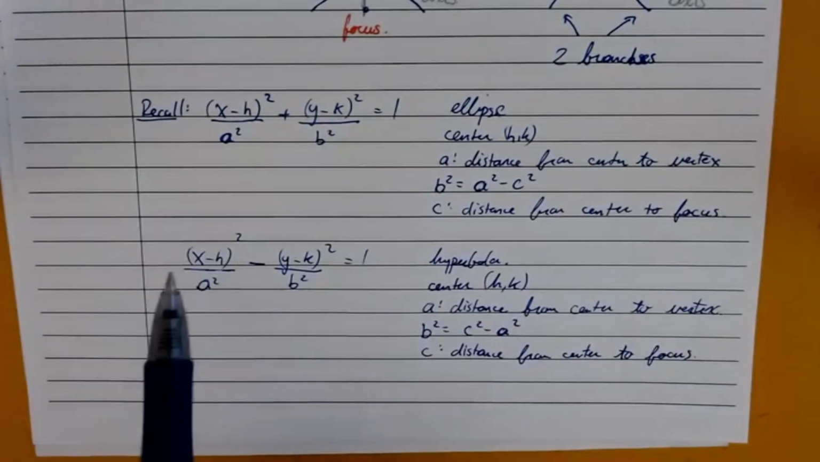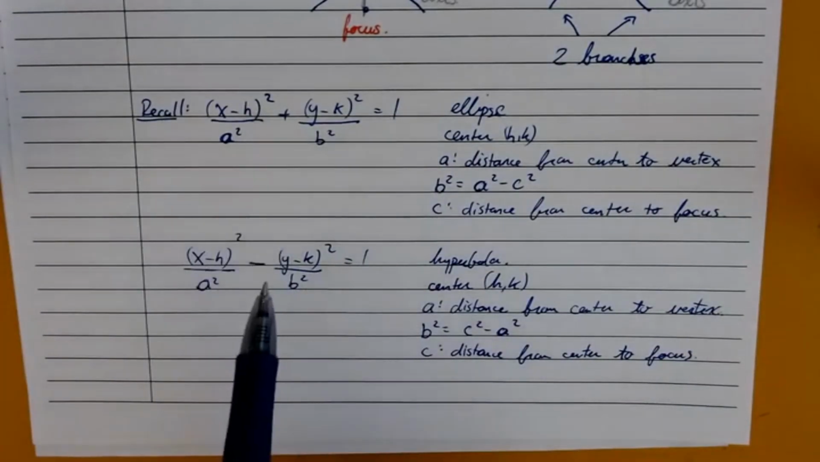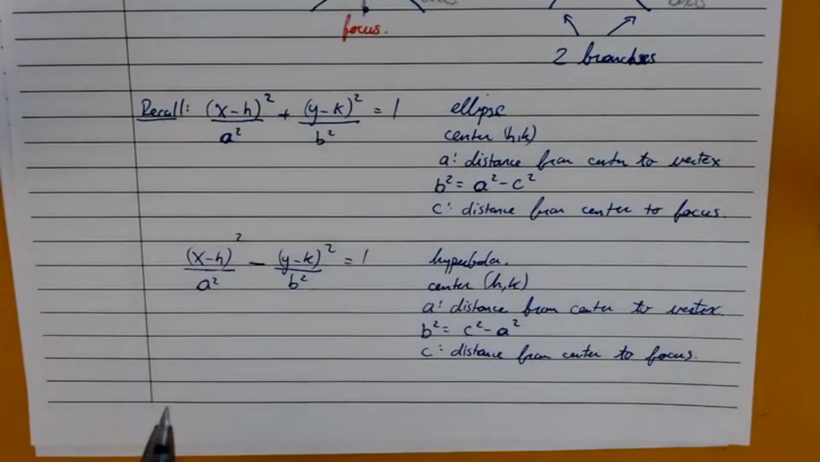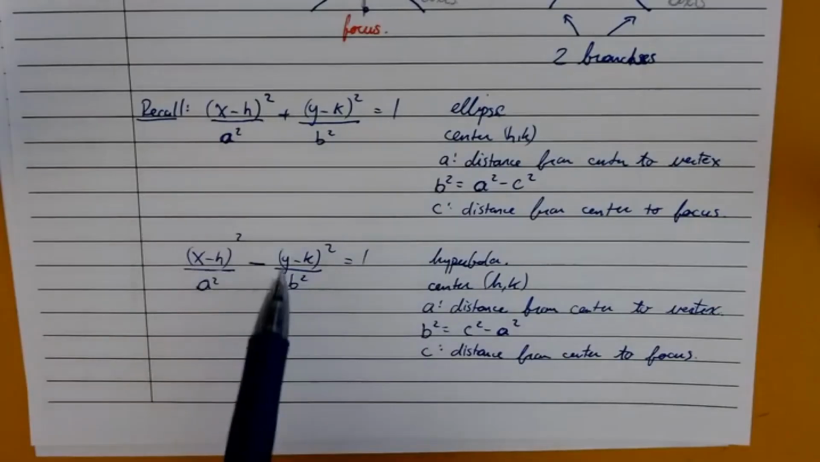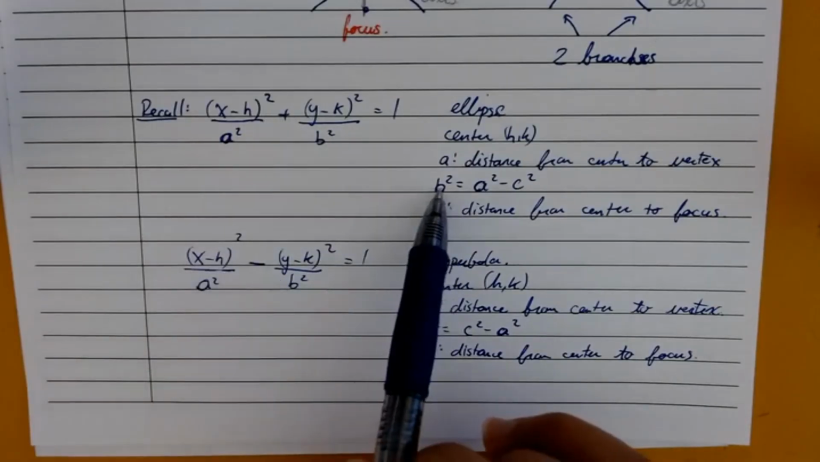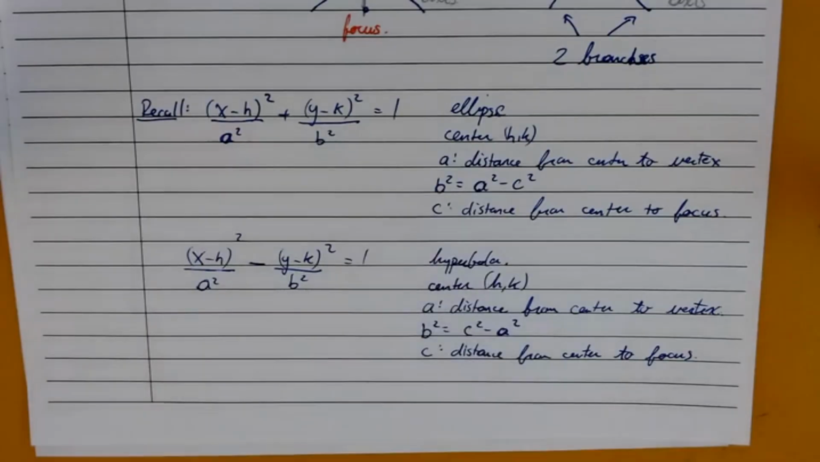This will give us a very useful way of remembering these things. They're almost exactly the same. That plus changes to a minus, and here the definition of b squared has these backwards. So now let's take a look at some examples.